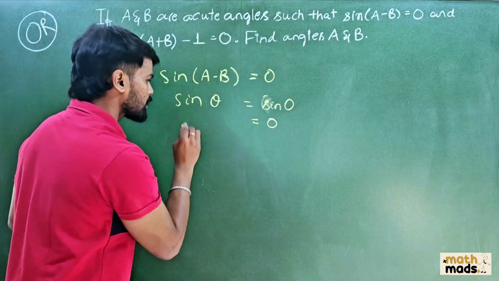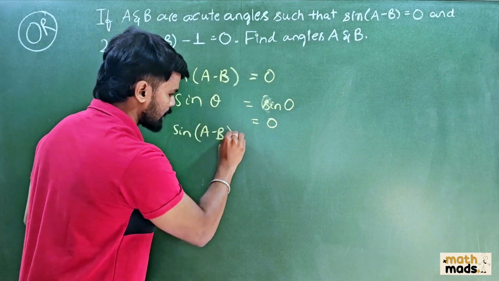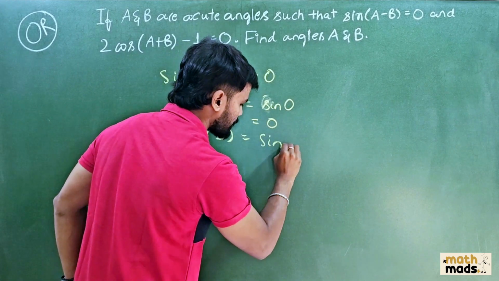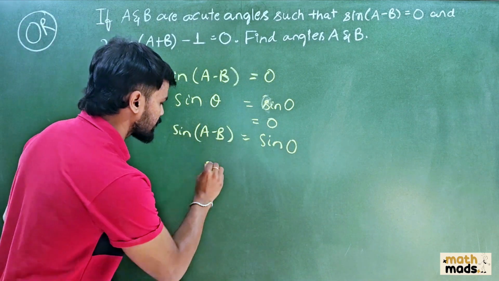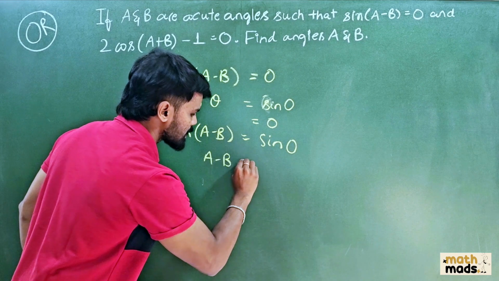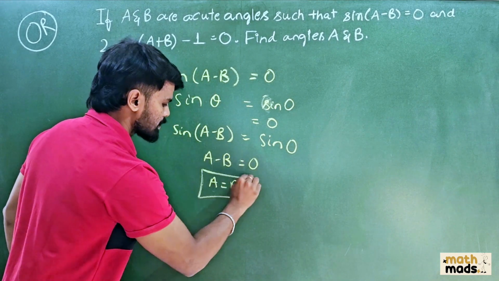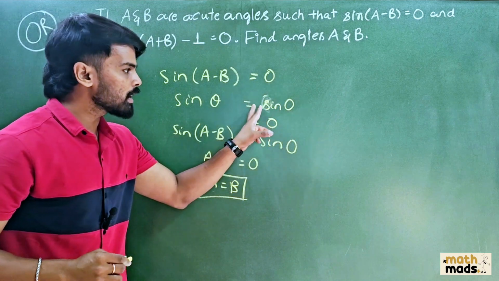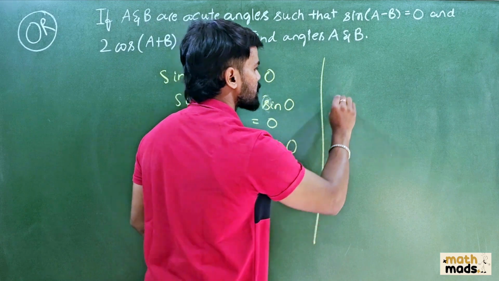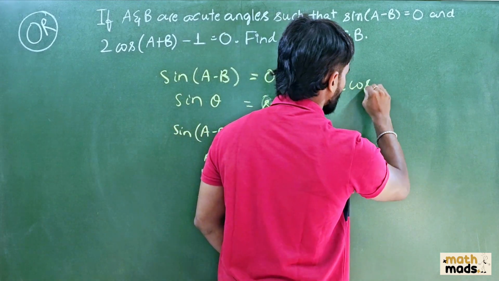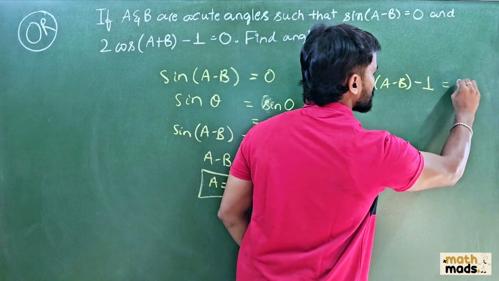So, in place of theta, I'll just write A minus B. Okay. So, sin of A minus B is equal to sin 0. Okay. Since both the sides sin is there, I'll just equate the angles here. A minus B is equal to 0. So, A is nothing but B. See, this is how you made use of the trigonometric values. Now, what is the next thing given? 2 cos A plus B minus 1. 2 cos of A plus B minus 1 is equal to 0.